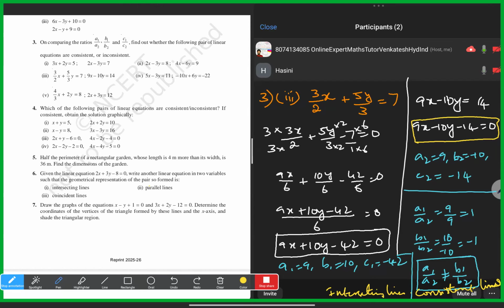Some teachers will do this question without converting it to without fractions. I converted this equation in such a way that in the final equation no fractions are there. Some teachers will consider it this way only, so you need not be confused. With fractions, they'll take A1, A2 and bring the 7 to the left side. That is, A1 will become 3 by 2, B1 is 5 by 3, C1 is minus 7. They'll do it that way only, and they'll get A1 by A2 as per their values.